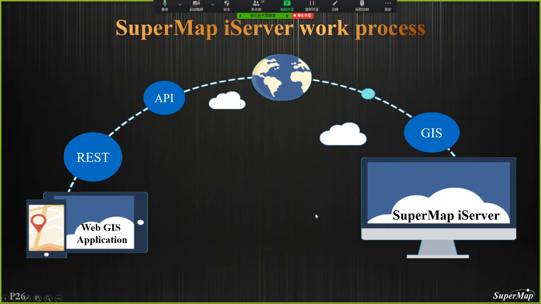This is the simple workflow of the iServer. The service is published through the iServer, and then through some application programming interface, such as the SuperMap iClient for JavaScript. And this software I will introduce to you in the future. And the Web GIS application will receive this service and call this service for map browsing and spatial analysis.